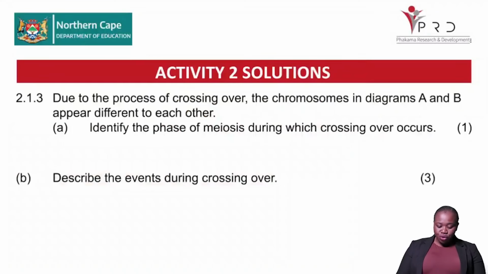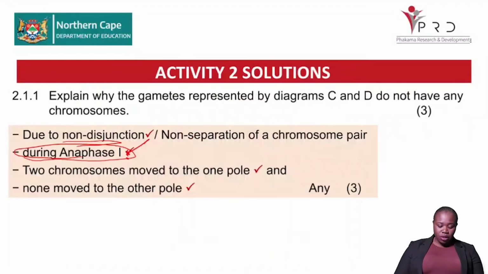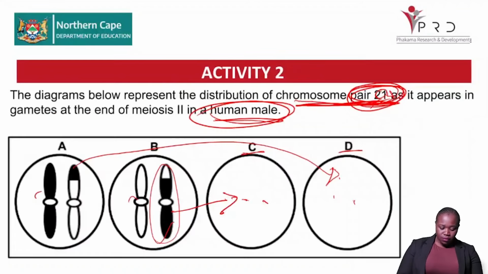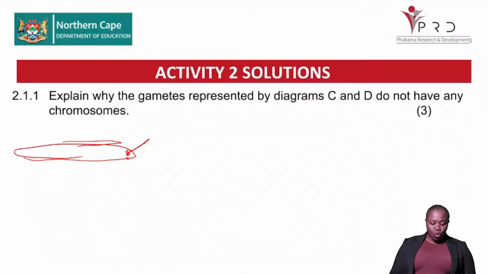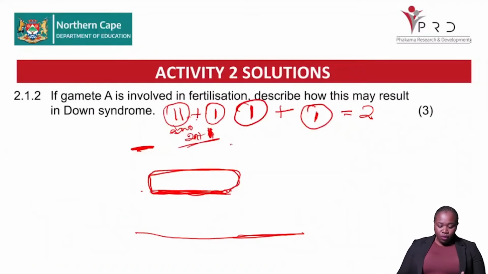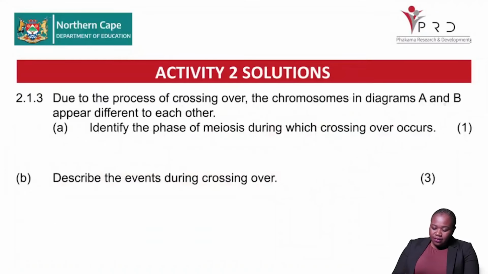2.1.3. Due to the process of crossing over, the chromosomes in diagrams A and B appear different to each other. As you saw with the shading, they had different colors. Let's just quickly go back. We can see that this one is plain black, this one is plain white. They are different from each other. This one is 75% white, 25% black. This one is 75% black and 25% white. None of the chromosomes are the same, right? So it says, due to the process of crossing over, the chromosomes A and B appear to be different from each other.